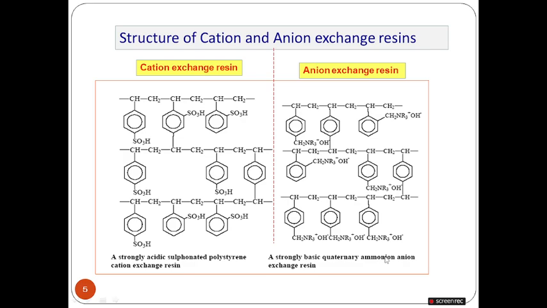Okay. Move to the structure of cation and anion exchange resins. Come to the first one. This is a cation exchange resin. The structure of this cation exchange resin consists of polymeric molecules with sulfonic acid functional groups. All the polymeric chains are held together or cross-linked with one another. Okay. Similarly, the anion exchange resin consists of polymeric molecules with hydroxylamine functional groups. All the polymeric molecules are cross-linked. These are the structures of cation exchange resins and anion exchange resins.